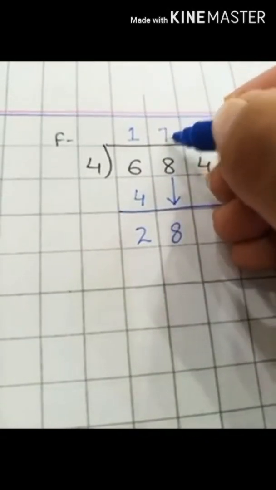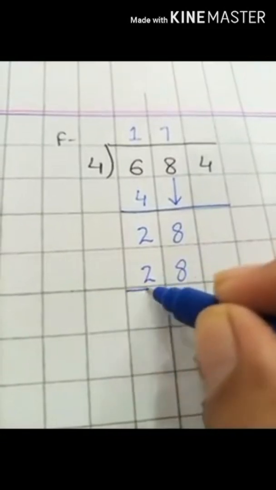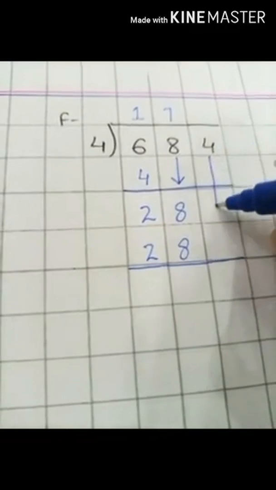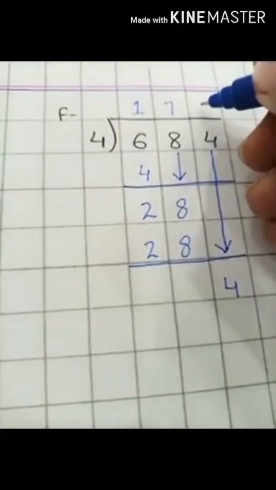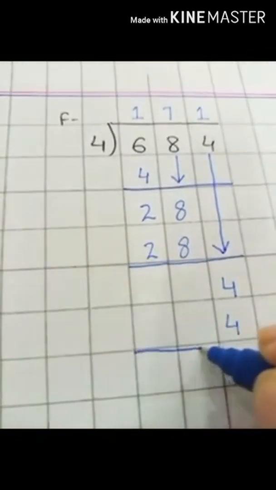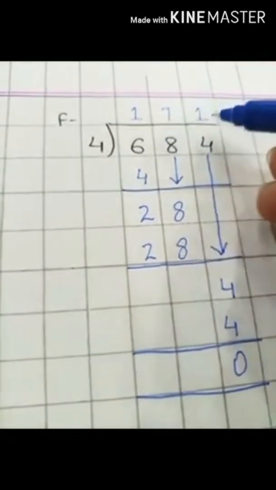Read the table, 4 7s are 28. Now 28 minus 28 is 0. I am not writing it here. I am bringing down this 4 of the dividend. Now students, this is divisible by my divisor. 4 1s are 4. Now students, 4 minus 4 is 0, which means that we have completed our question and our quotient is 171.